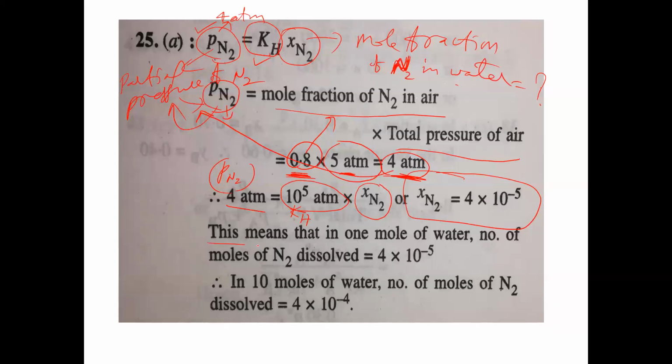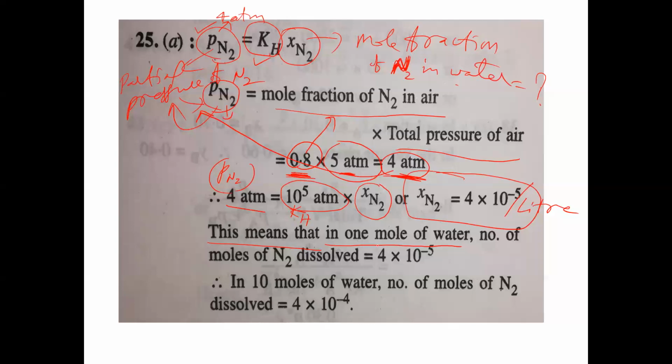Right? This means that in 1 mole of water, the number of moles of nitrogen dissolved is 4 into 10 power minus 5. Solubility is in moles per liter. So per 1 liter, 4 into 10 power minus 5 moles of nitrogen is present. So solubility is equal to 4 into 10 power minus 5 moles per liter. We have to take solubility in moles per liter, remember.